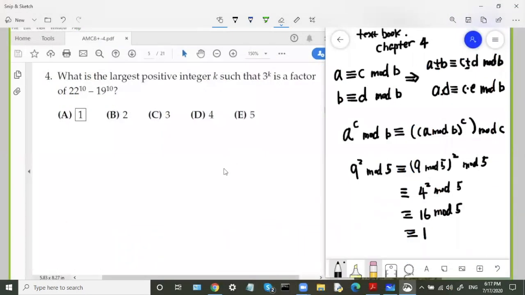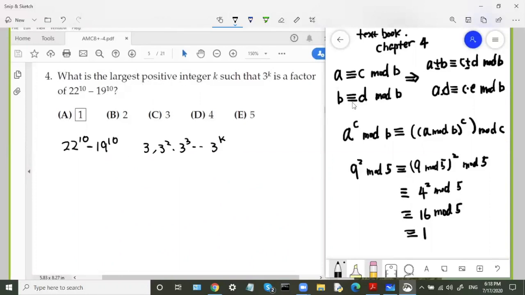Problem 4. What is the largest positive integer k such that 3 to the power of k is a factor of 22 to the power of 10 subtract 19 to the power of 10? So we have the expression 22 to the power of 10 subtract 19 to the power of 10. And this expression could have some factor like 3 squared, 3 cubed, up to 3 to the k. So we need to find what is the largest possible integer k.